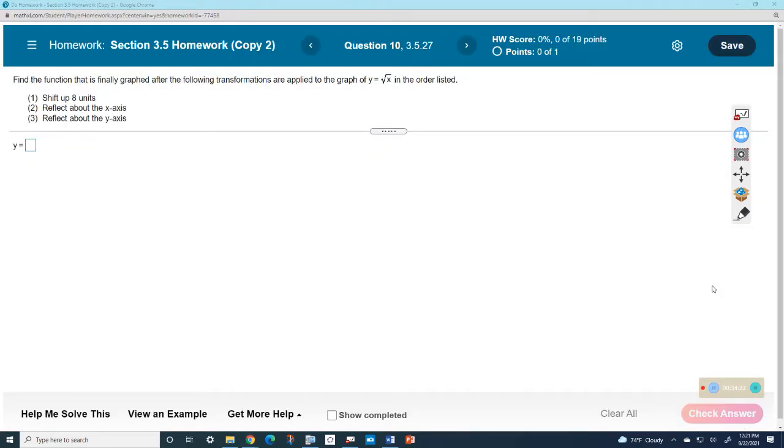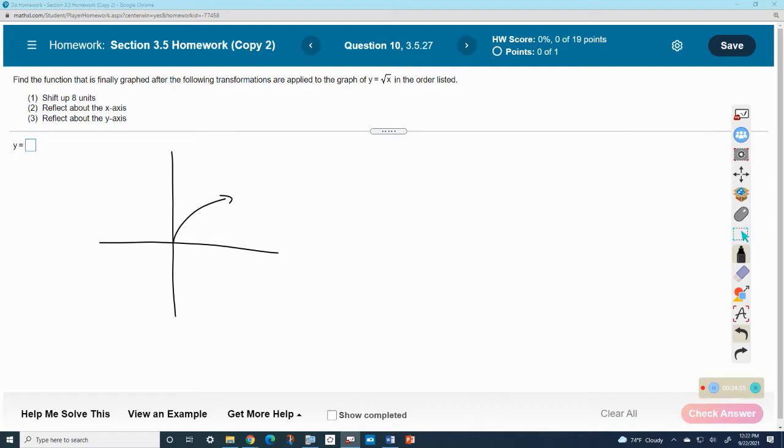All right, I just want to go over a few specific homework problems that I thought were a little extra tough. Question number 10 on 3.5. Find the function that is finally graphed after the following transformations are applied in the order listed to the graph of the square root of x. What I'm going to do is first figure out what the graph is going to look like after we do these transformations to it. So here's my original square root function.